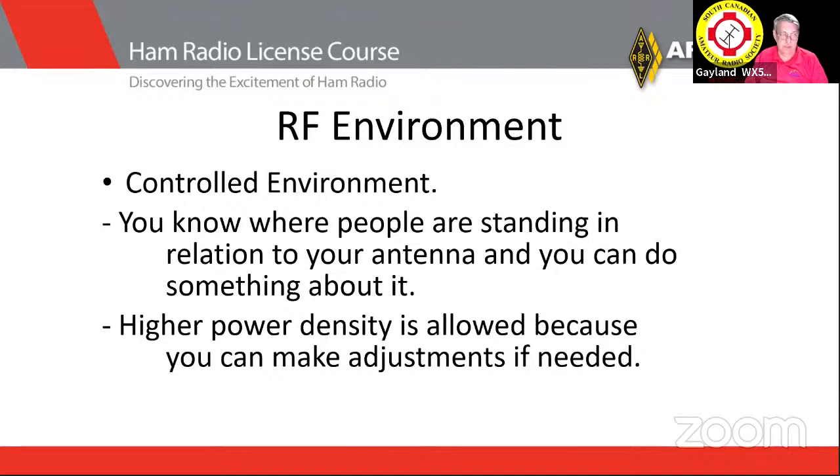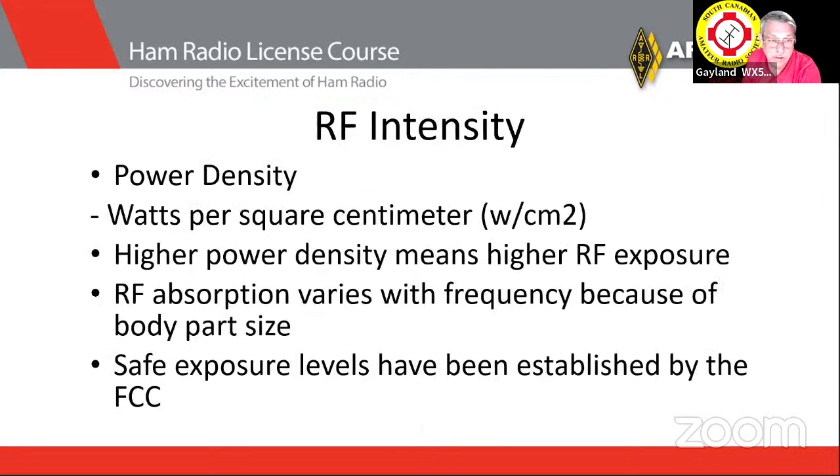Yeah. So again, it goes back to the power density. It's the strength of your source, as you said, how close you are to it. And in our world, it also depends on the frequency, on how it's going to affect your body.